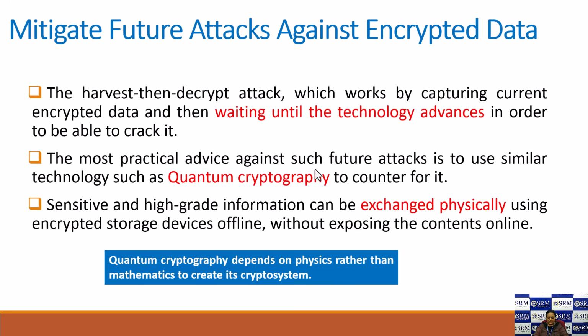Whenever an attack comes, a hacker thinks from one perspective, and there will always be a blue hat hacker, right? There's a difference between red hat and blue hat. Red hat will be very offensive, whereas blue hat will be defensive. So if quantum computers come, then we have to introduce quantum cryptography to counter it. Any sensitive and high grade information can also be exchanged physically. That's one more way, but it is not of that much use, because offline we have to exchange. That is not the best way to mitigate. Whereas the best way is quantum cryptography.